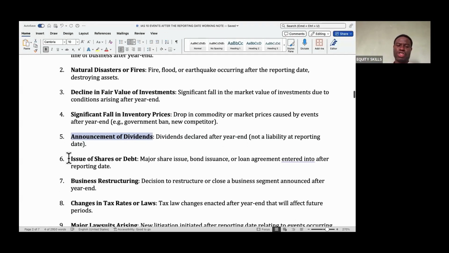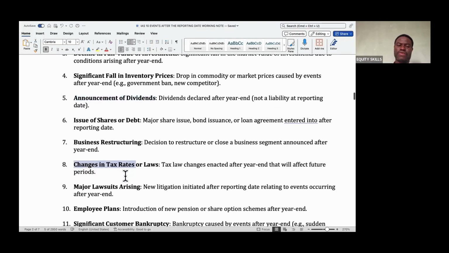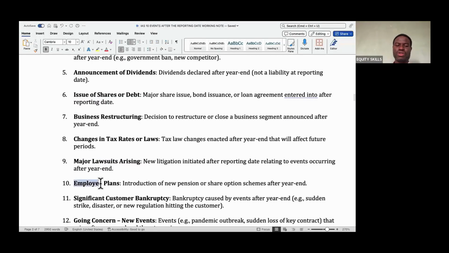Another one is when you issue shares or debts in the current year. It has nothing to do with the prior year. Or there is a business restructuring, whether you close a segment or change management, it is a non-adjusting event. Or there are changes in tax rate or laws. They are non-adjusting events. Or a lawsuit that came up is non-adjusting, a new transaction. Or you introduce a new pension plan for your employees or a new share option scheme for them, it is non-adjusting.